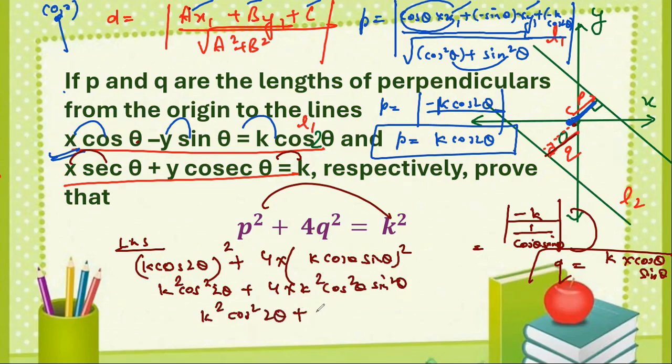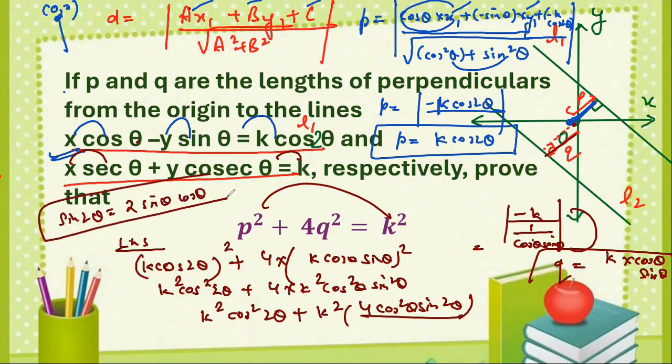You know that this 4 cos square theta sin square theta is an identity. What is the identity? We know that sin 2 theta is equal to 2 sin theta cos theta. When I do the square of this, I get 4 times sin square theta cos square theta. So I am directly taking it as sin square 2 theta, correct? So it will be K square cos square 2 theta plus K square sin square 2 theta, right?